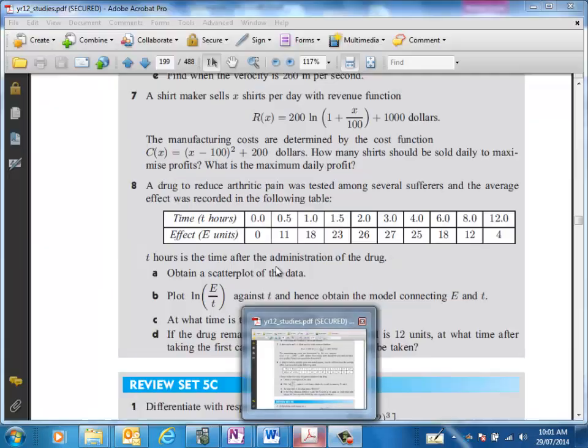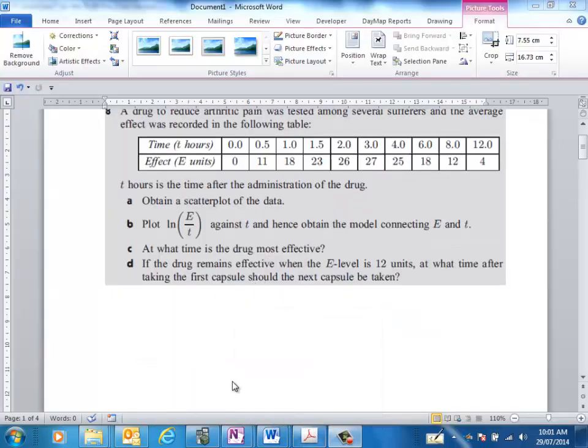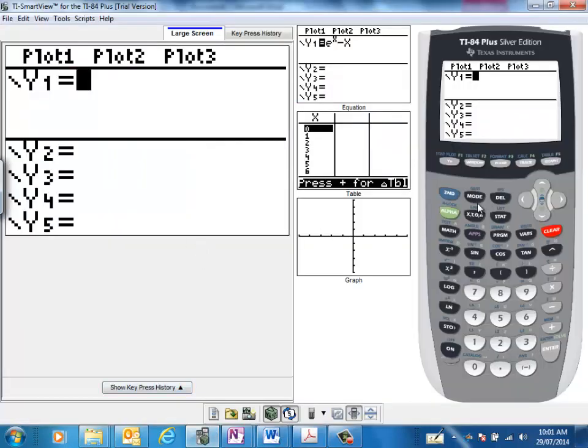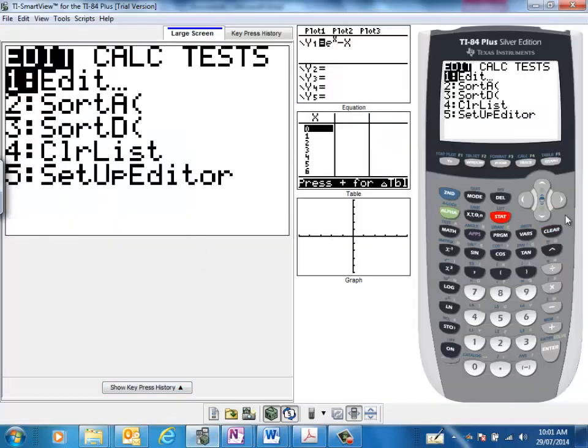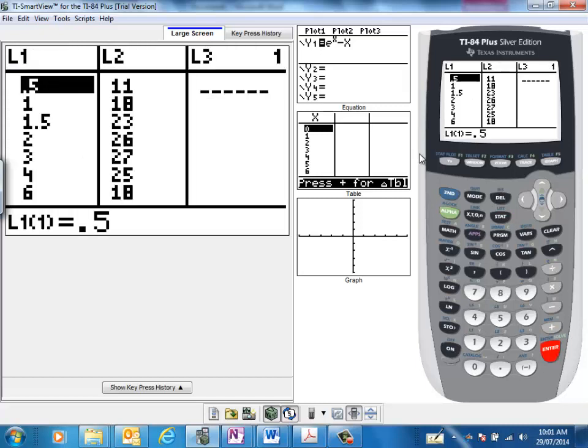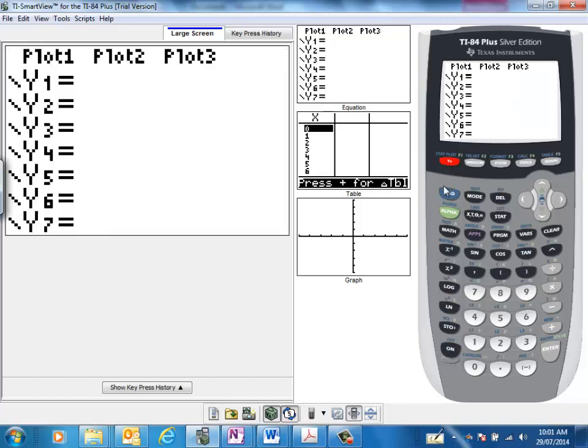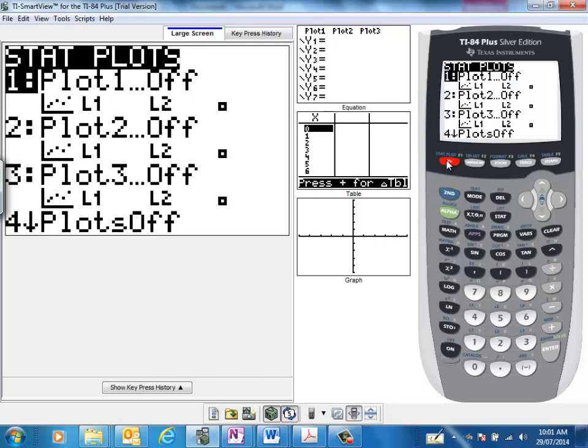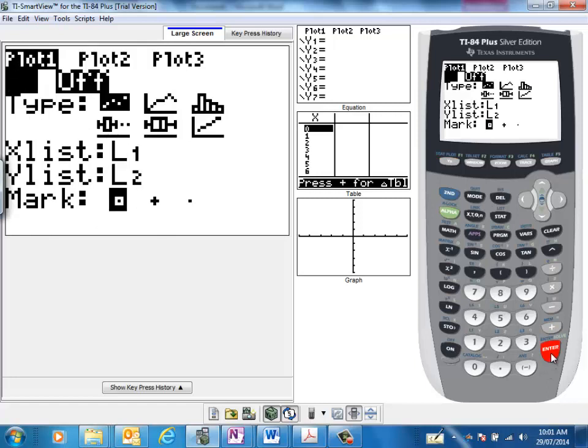Obviously putting the values into your table is really important. The next thing we need to do, once we've put it into our stat and edit, is go to our stat plot and turn that on. We're doing the scatter graph, using list number 1 and 2.